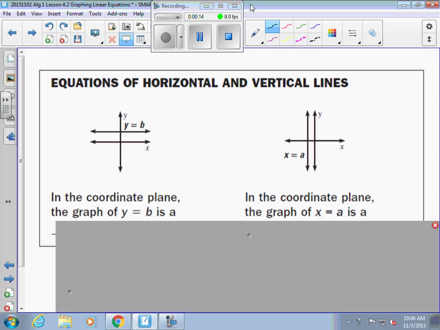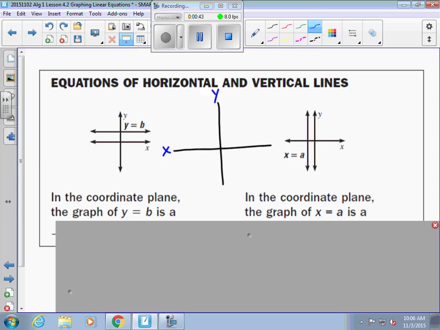If an equation only has one variable shown, if it only shows y equals something or x equals something, that means it's going to be horizontal or it's going to be vertical. But what you have to understand, you know that on a plane, this is your x-axis and this is your y-axis, the one going up and down. Whatever variable is shown, the opposite one's going to hold true.